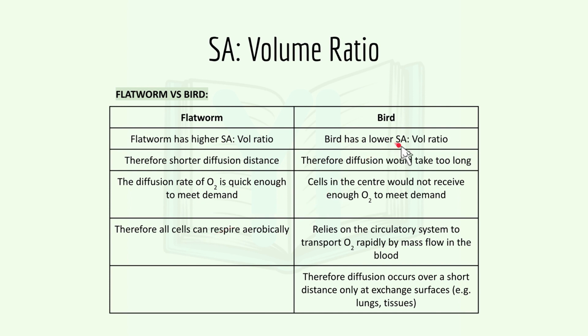Therefore, all cells can respire aerobically without having, let's say, lungs or anything to pump oxygen into the cells. And for the bird, it has a lower surface area to volume ratio, therefore diffusion would take long, and cells in the center of the bird would not receive enough oxygen to meet the demand. So the bird relies on the circulatory system to transport oxygen rapidly by mass flow in the blood. Therefore, diffusion occurs over a short distance only at the exchange surfaces like the lungs and the tissues.